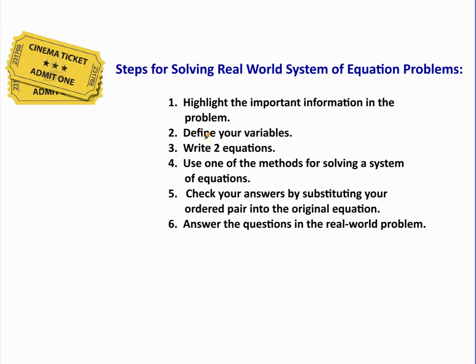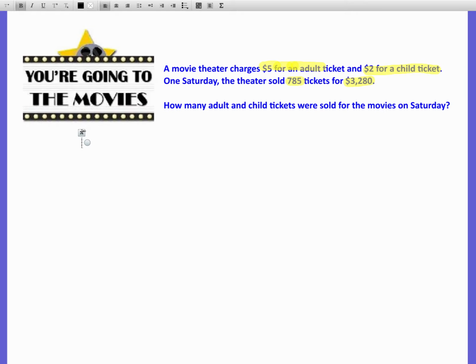Next, we're going to define our variables. Let's say that x is equal to the number of adult tickets sold, and we'll say that y is equal to the number of child tickets sold.